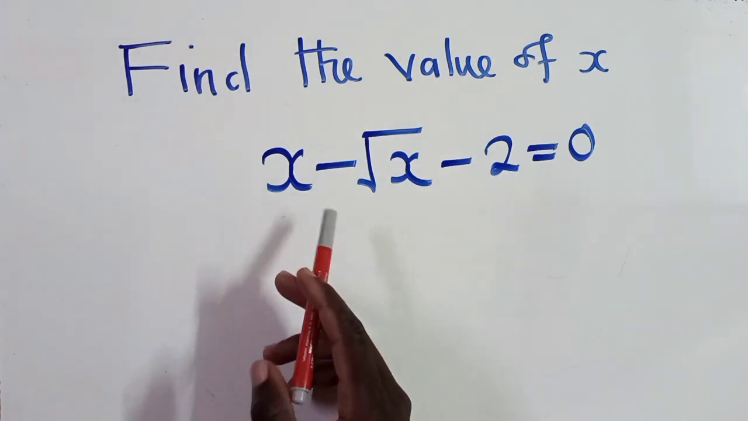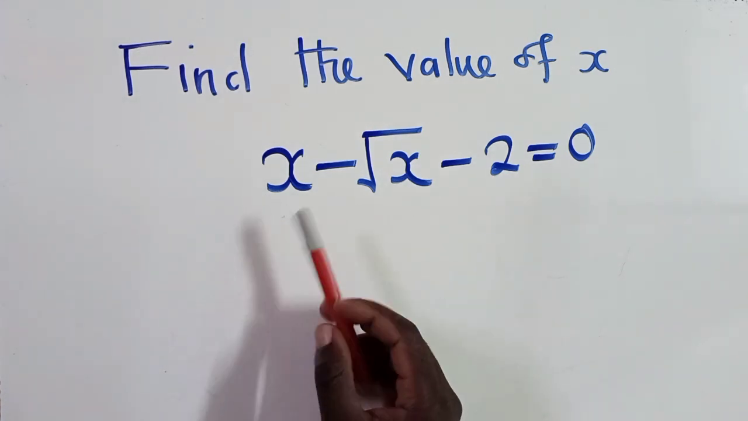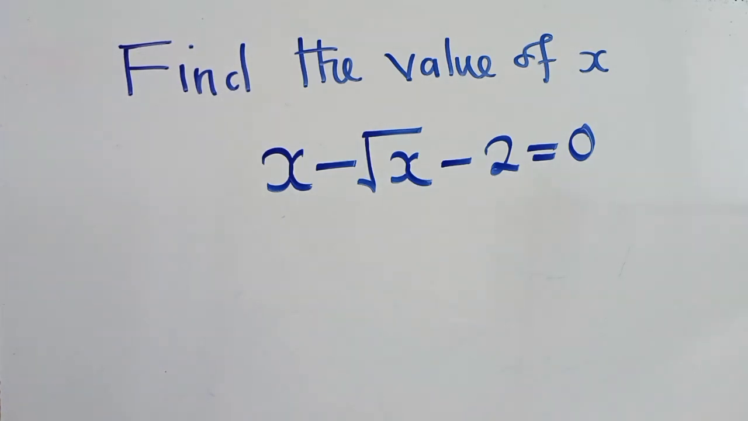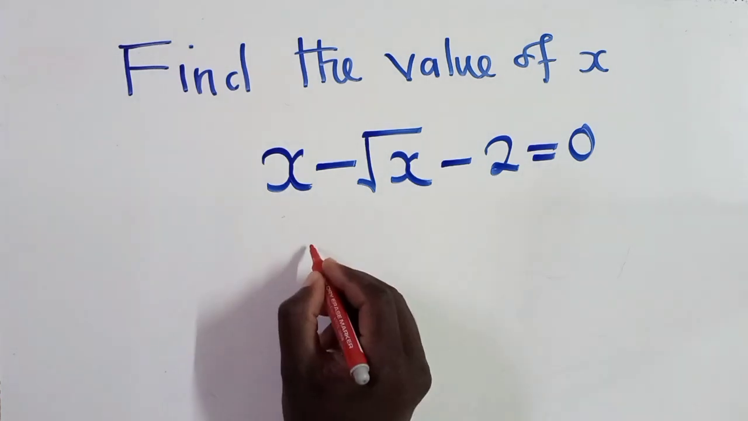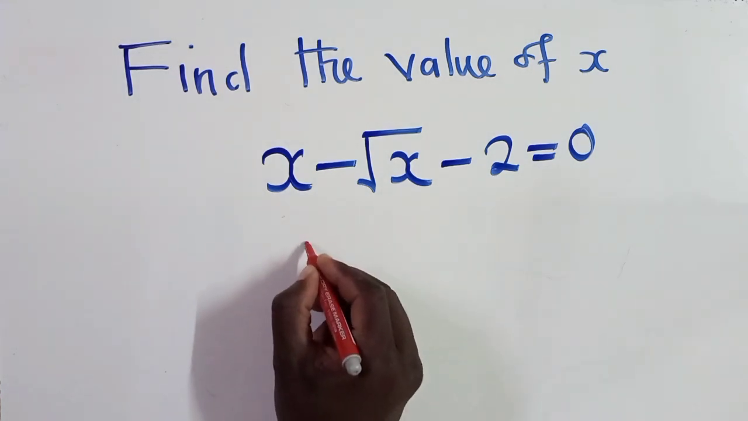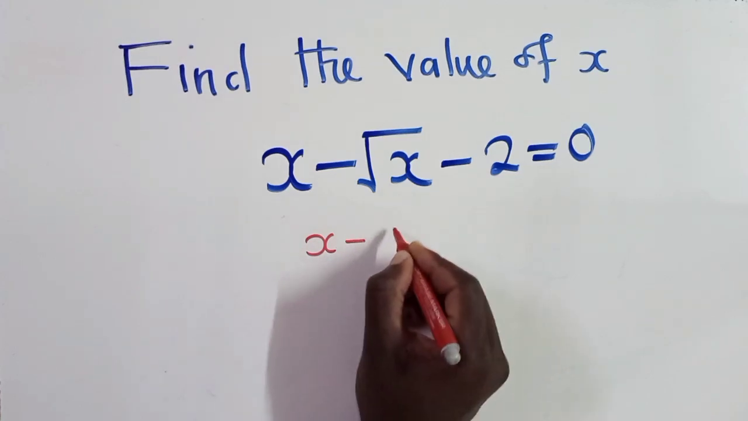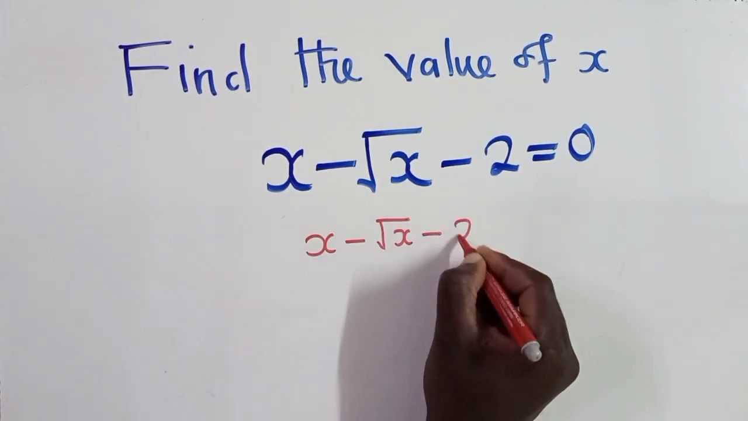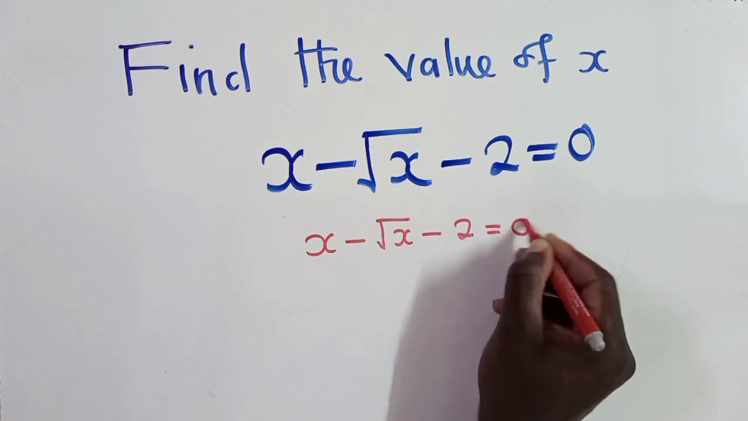I've got a question right here with me where I need to find the value of x. So how do we find the value of x here? First thing, let's copy the question. So I have x minus square root of x minus 2 is equal to 0.